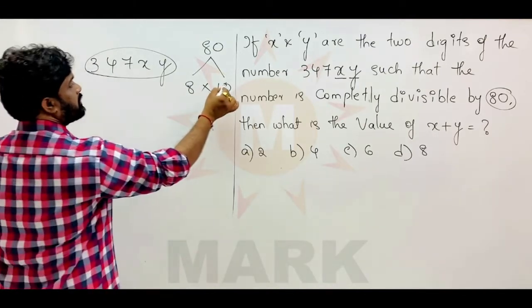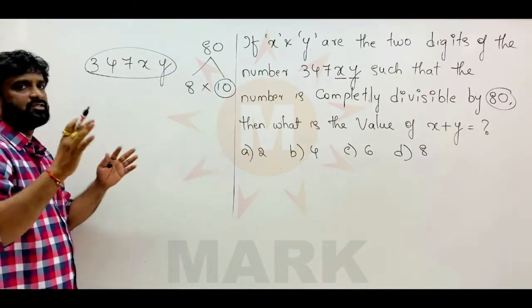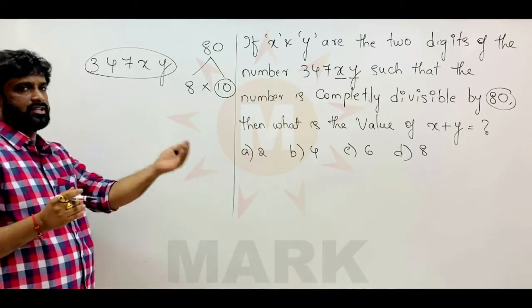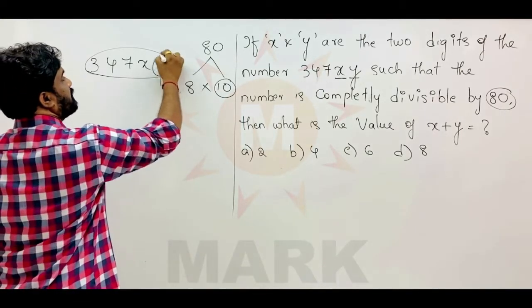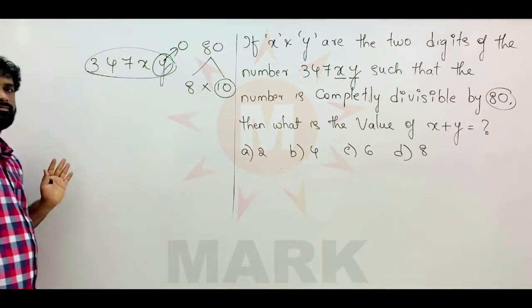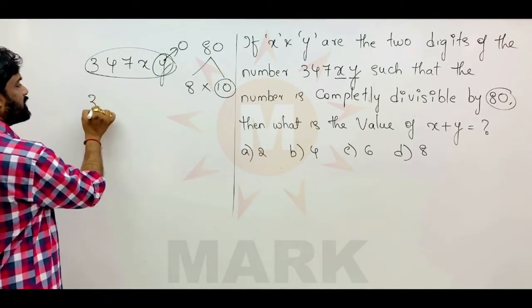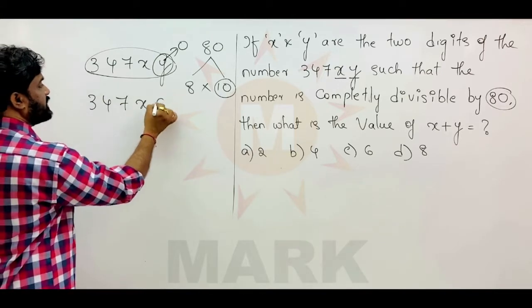Now coming to 10, because the divisibility rule of 10 is very easy. The last digit must be 0, then only that entire number will be divisible by 10. So y's value is nothing but 0. Now what is the status? 347x0.